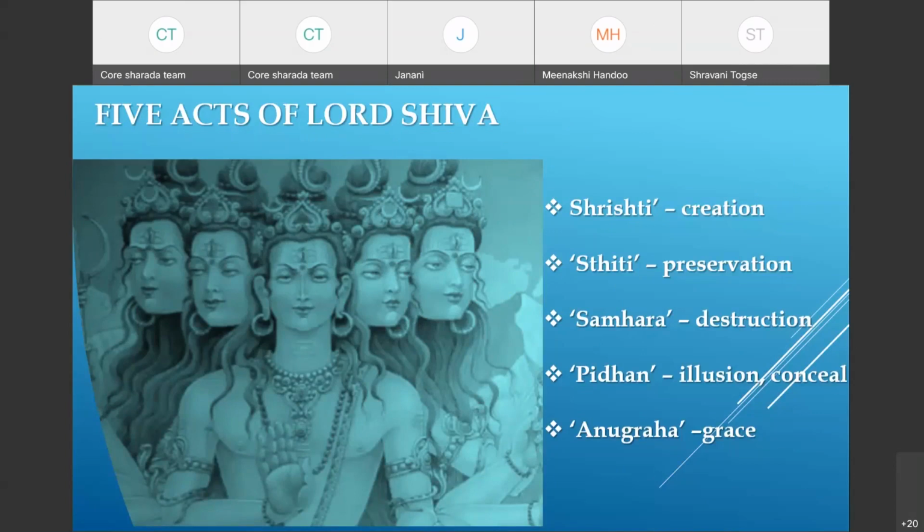These are the 5 energies of Lord Shiva: Srishti, Sthiti, Samhara, Pidan, and Anugraha. Which is creation, preservation, destruction. Pidan is nothing but illusion or concealing. Concealing means he hides his own reality. Anugraha means then he reveals it back. He basically graces us, he puts his grace on us so that we again recognize that we are Lord Shiva.